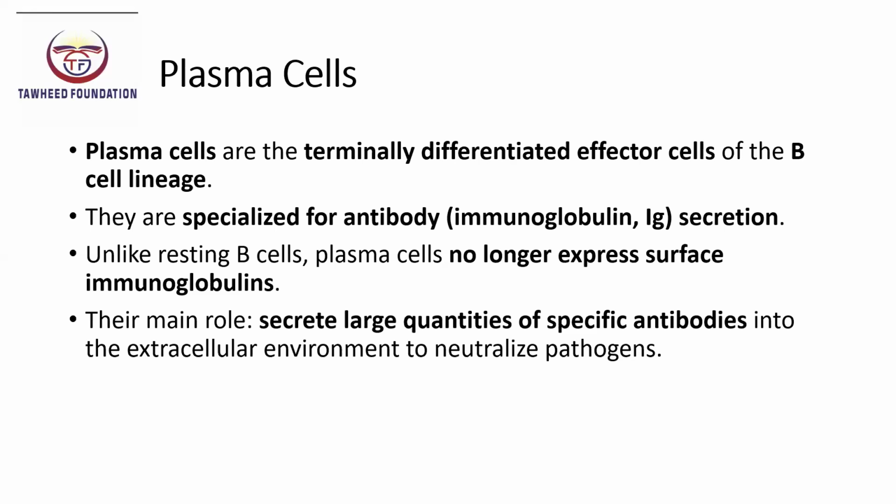These antibodies are released into the extracellular environment where they neutralize pathogens, mark them for phagocytosis, or trigger complement activation. Plasma cells are thus critical for humoral immunity, serving as the main machinery for antibody-mediated defense. Although short-lived and non-dividing, plasma cells represent the functional endpoint of B cell differentiation, providing immediate and antigen-specific protection.